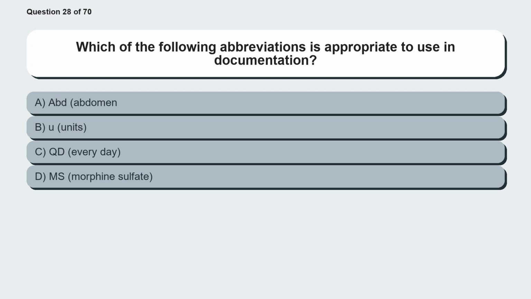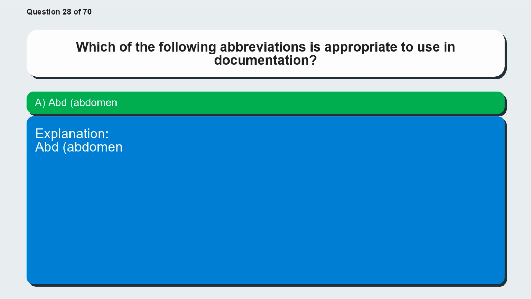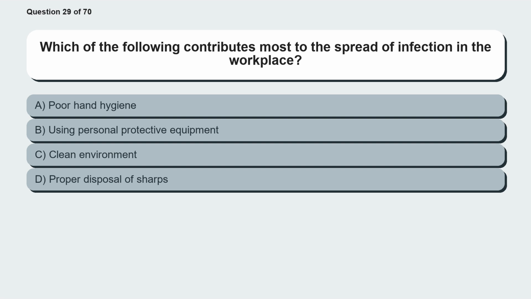Question 28. Which of the following abbreviations is appropriate to use in documentation? Option A. ABD, abdomen. Option B. U, units. Option C. QD, every day. Option D. MS, morphine sulfate. The correct answer is option A. ABD, abdomen.